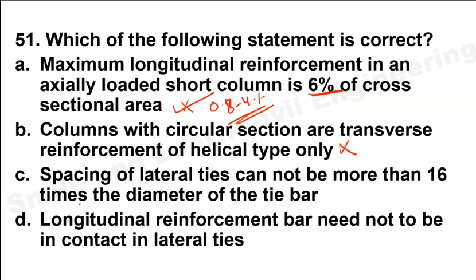Spacing of lateral ties cannot be more than 16 times. Yes, obviously. This cannot be more than 16 times of tie diameter. We have discussed it in the previous video only. And longitudinal bars need not be in contact; they need to be in contact with lateral ties.